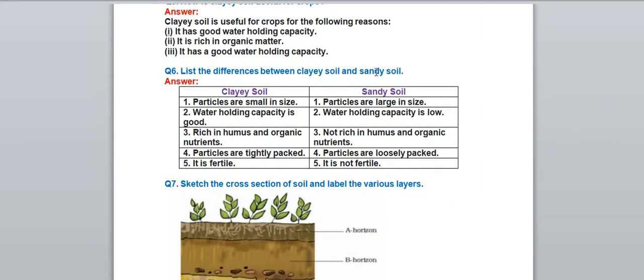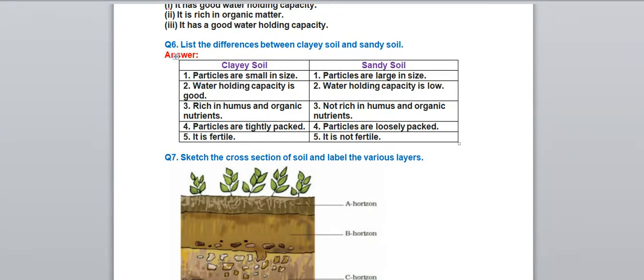Now we'll discuss question number 6. In this, we have to write the differences between the clay soil and the sandy soil. For this, you have to make two columns. One for clay soil, another for sandy soil. If you make two columns like this, then it will be easy for you to learn.